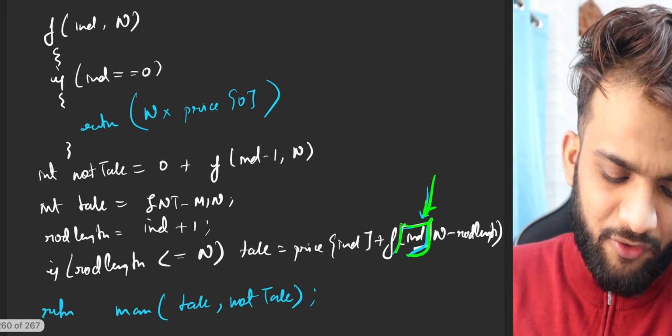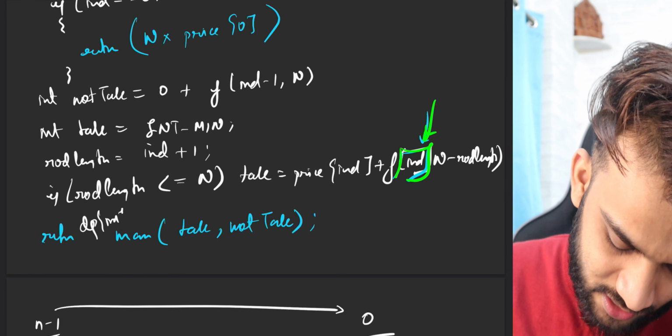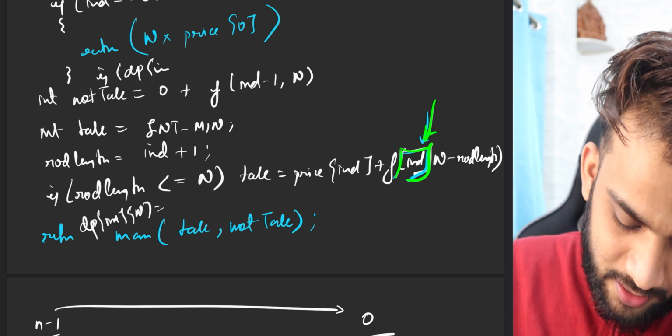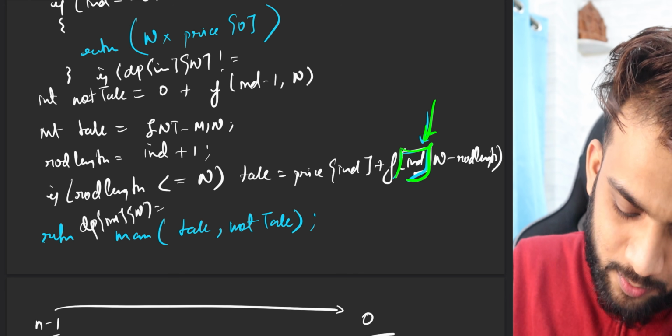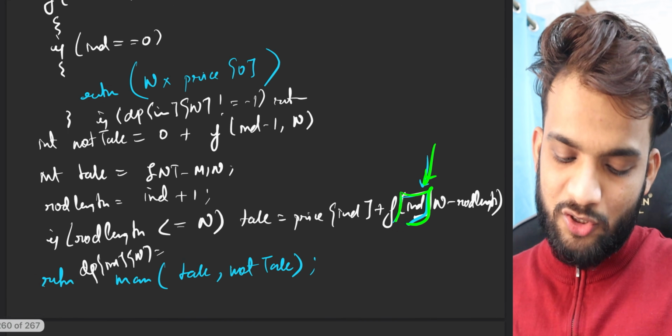By the way, in order to convert it into a memoization, just make sure you write dp of index n, and over here, if dp of index n is not equal to -1, you return it. Simple as that.